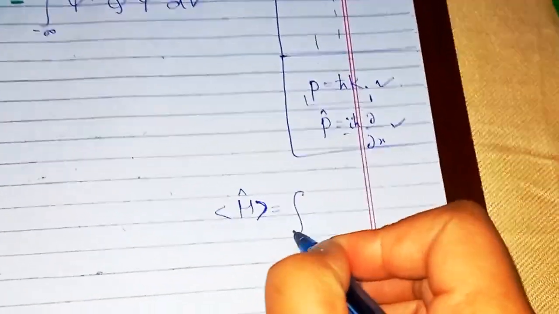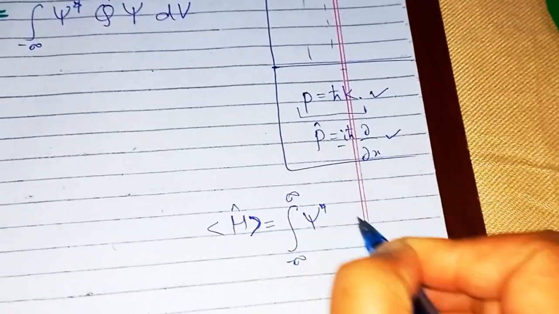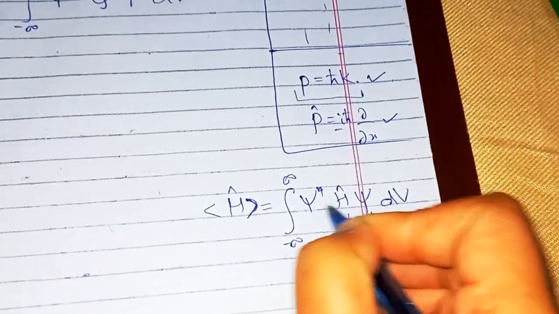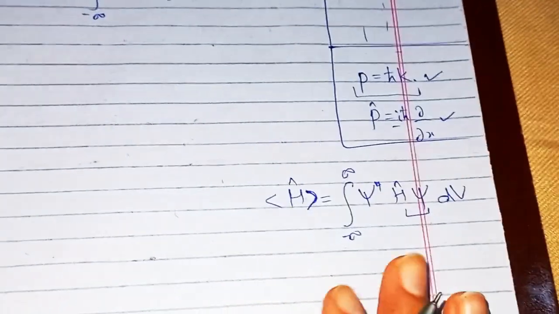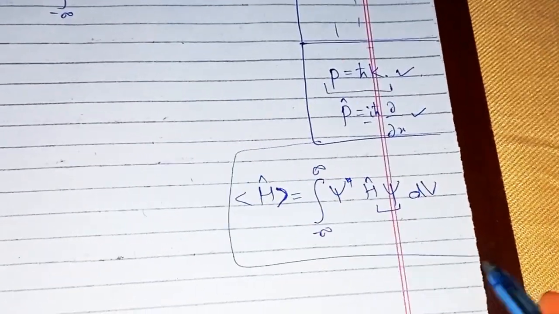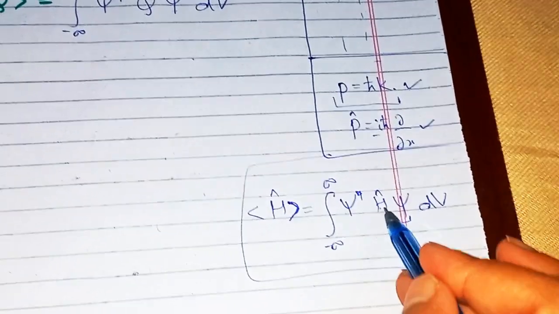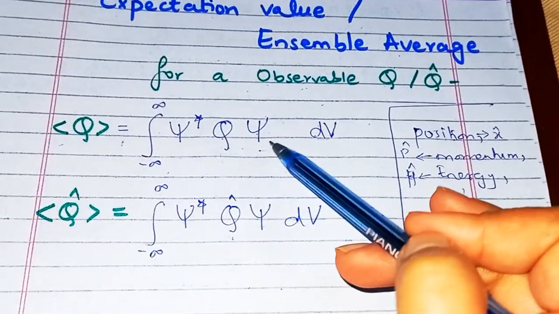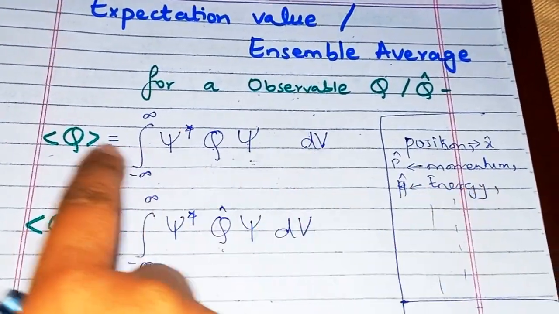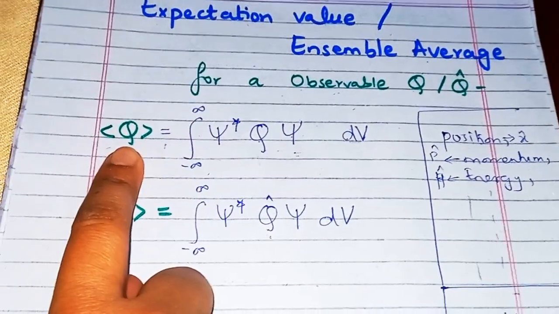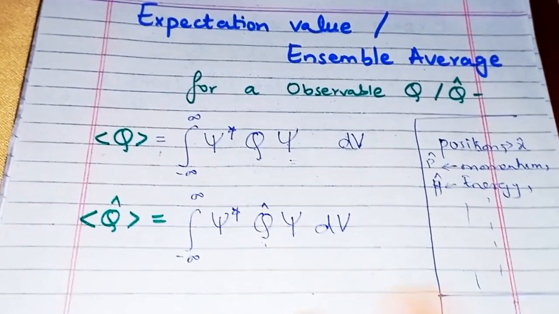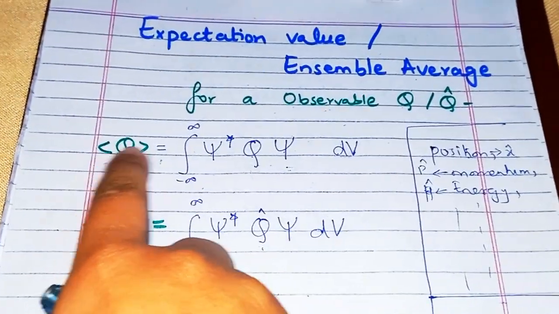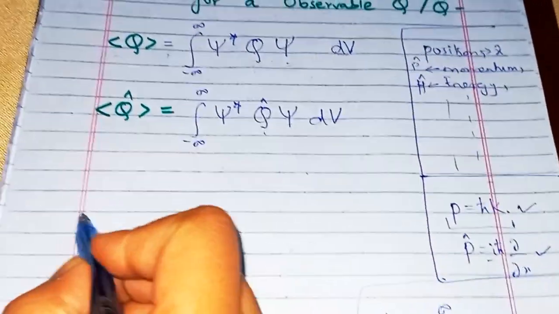You are using the corresponding operator, so psi star will remain as it is. The operator will be applied on psi only. You'll solve it, find the product, and then integrate and find the expectation value. That's how it will proceed. So the location of the operator matters. Here it matters. I wrote it in this order for the observable as well, just for you to learn and memorize this order.